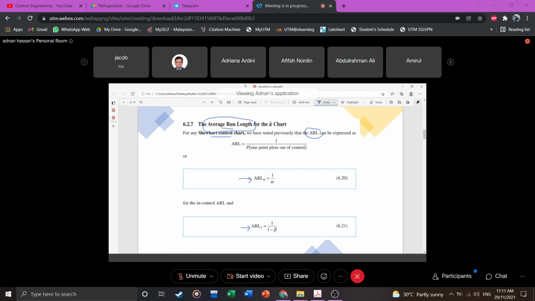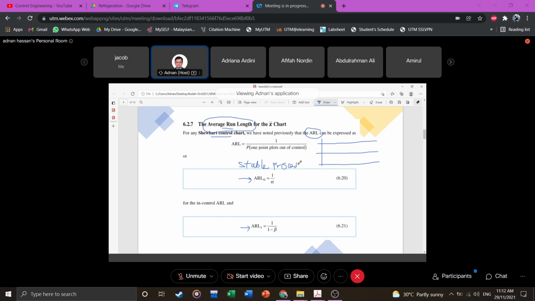Okay, sorry. I said just now that for the performance measure, we have average run length. So what does average run length mean? If you have control chart, let's say the process is stable. ARL0 is for stable process. Remember that ARL0 is a measure for stable process, meaning that process has no problem.